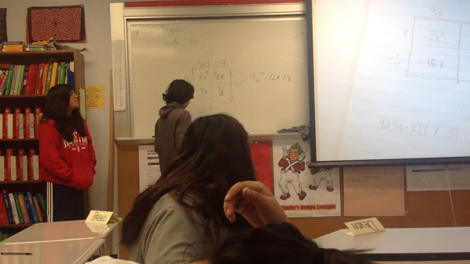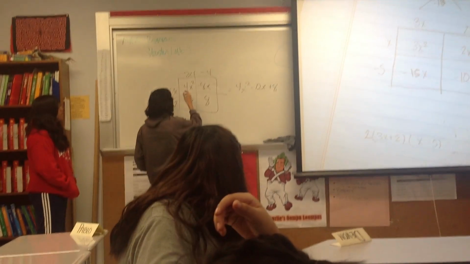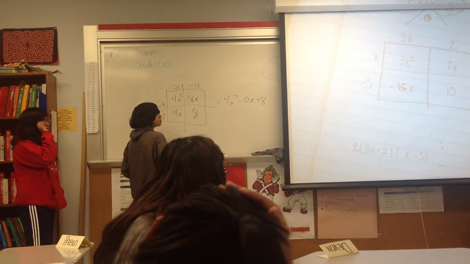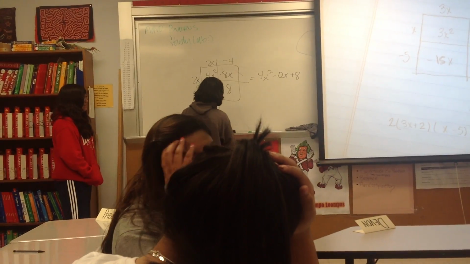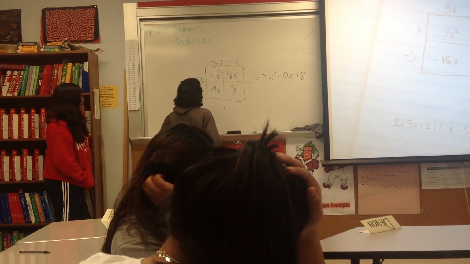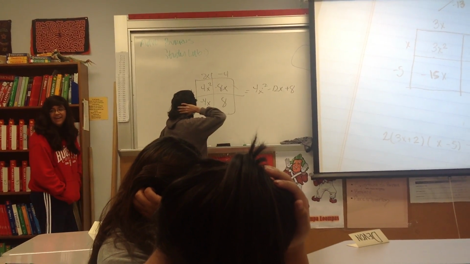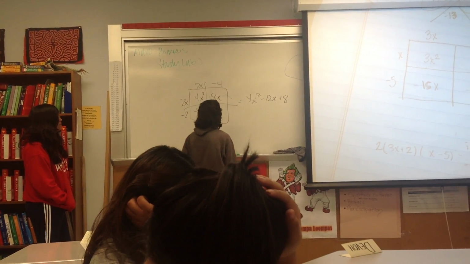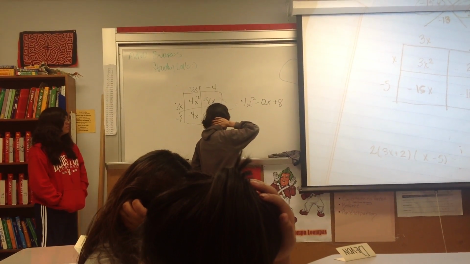Alright, Pablo, go ahead and walk us through what you have done there. Alright, everybody hear him? No. Alright, so pay attention. So, go ahead, Pablo. I multiplied 2x times 2x, getting me 4x squared. And then I did all that. And it equals 4x squared minus 12x plus 8.